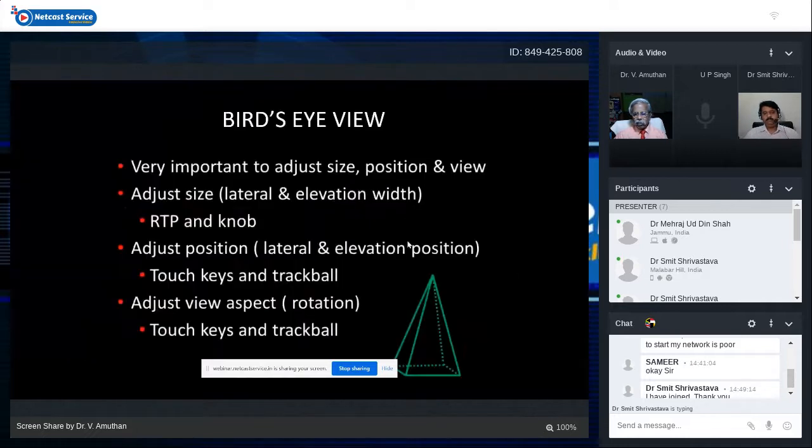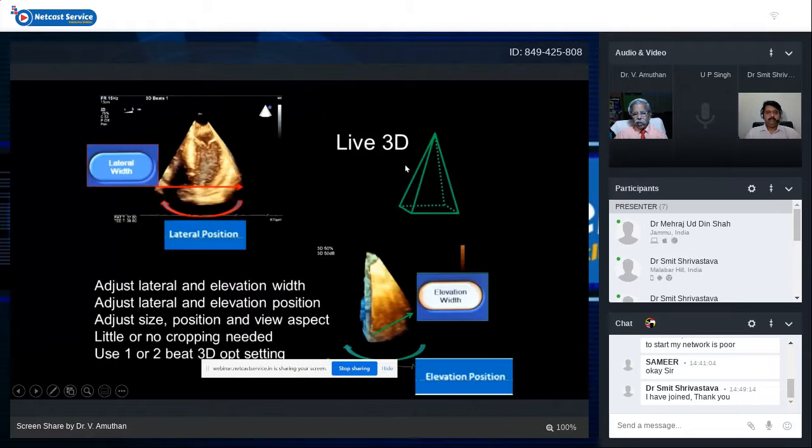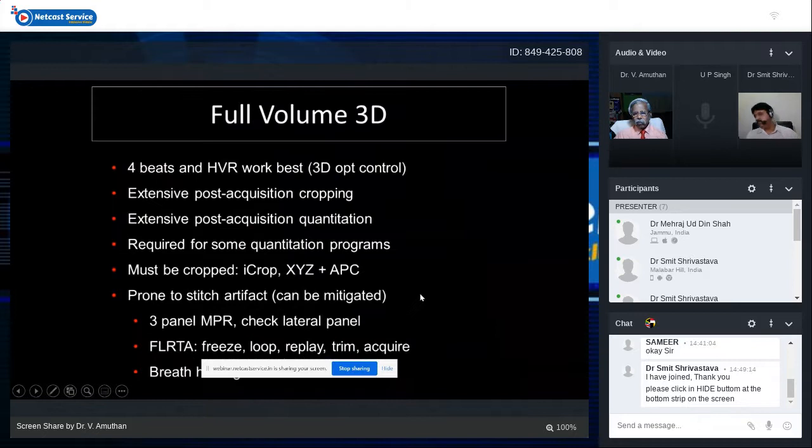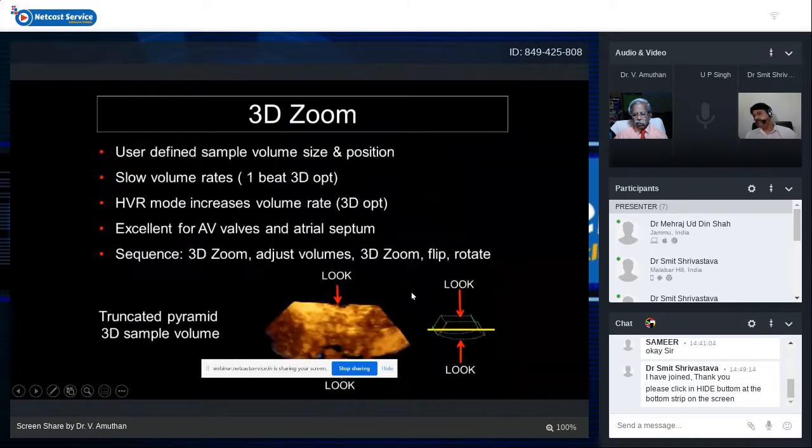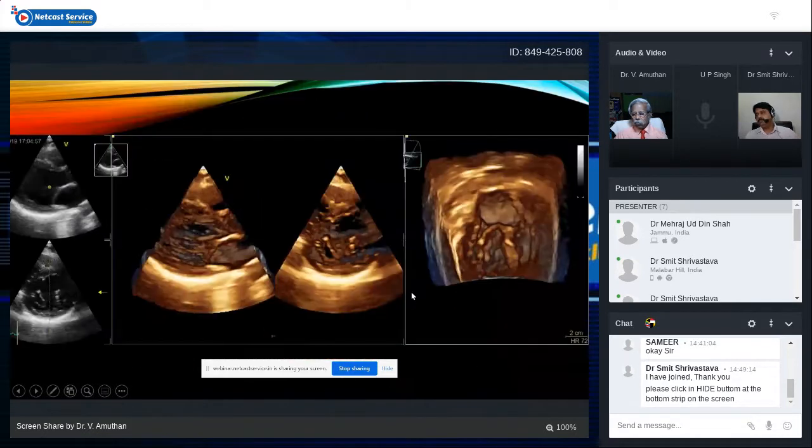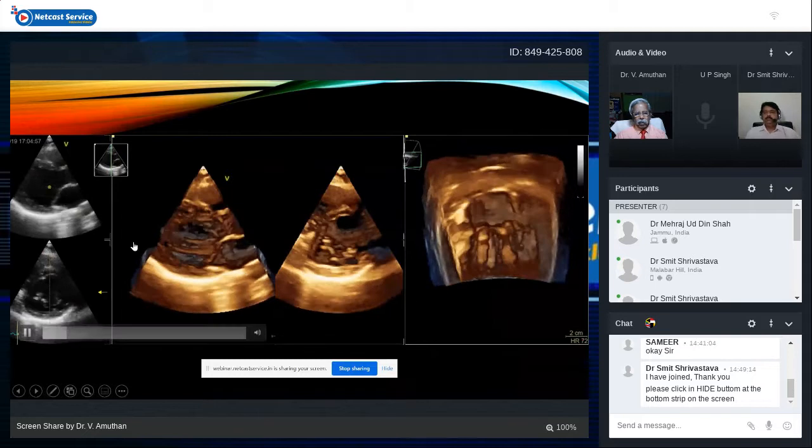And this is the bird's eye view, which is very important to adjust the size and position and views. And you have the controls. You can increase the lateral width, or you can increase it in the elevation plane. So all these things are possible. This is the full volume. This is the 3D zoom. You can see here, this is the biplane view.